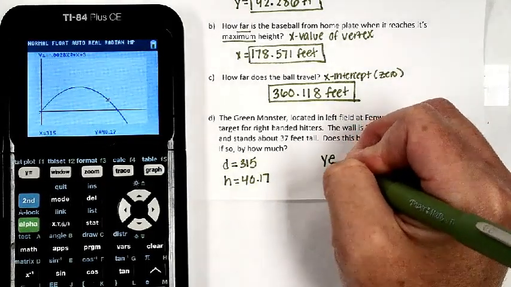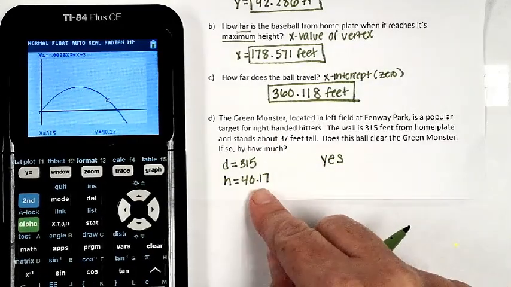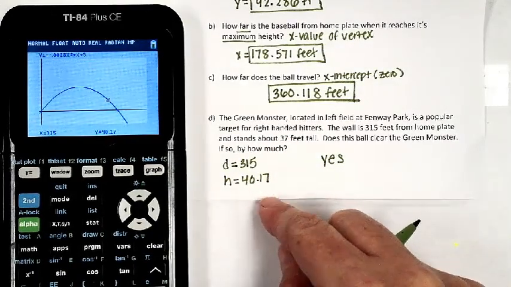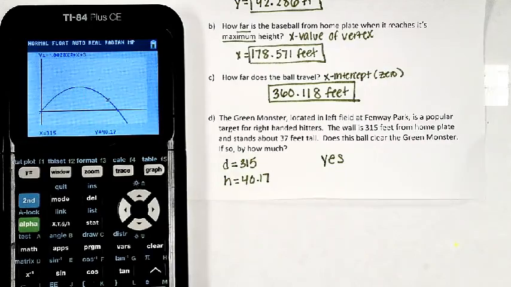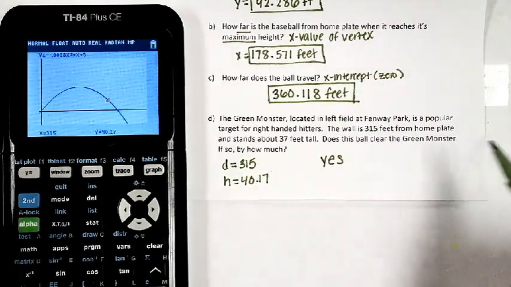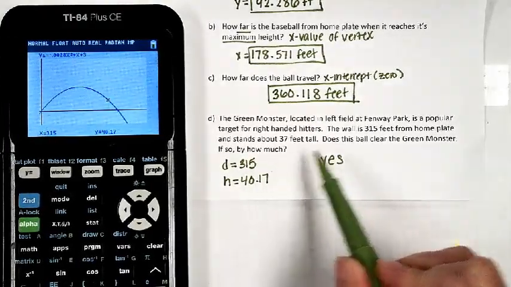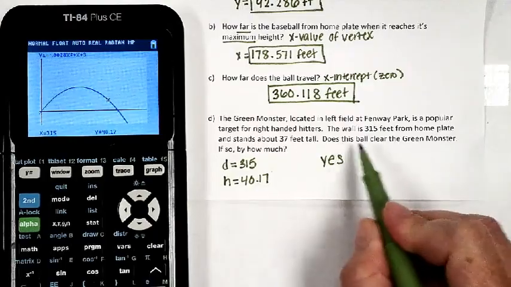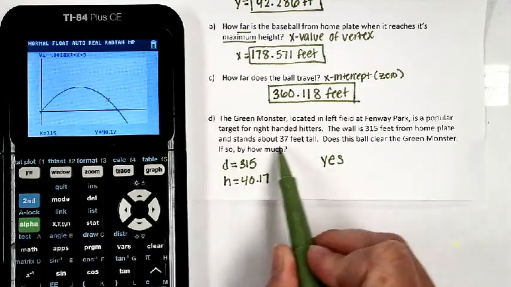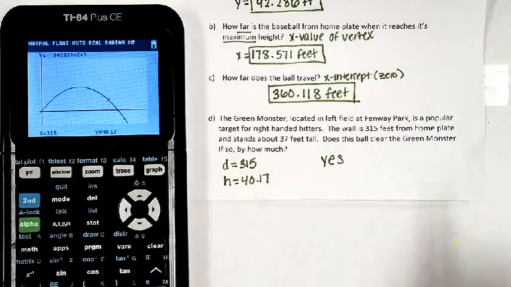Because 37 and this is 40. Wait, I don't know what it was asking. Because, well, you're looking for, does the ball clear the Green Monster? So using my equation, if the wall is 37 feet tall, and it's 350 feet from home plate, we want to see, okay, is the ball going to go over?